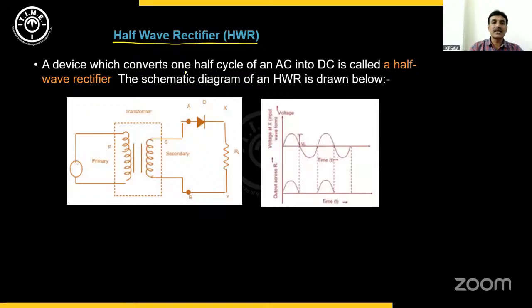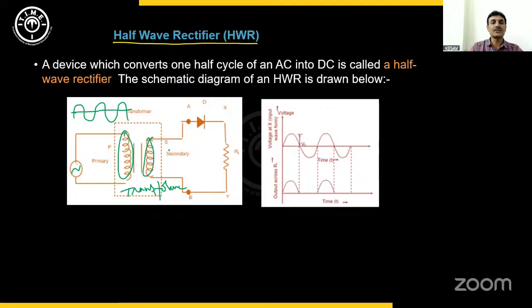A device which converts one half cycle of an AC into DC is called a half-wave rectifier, and the half-wave rectifier is shown here in the figure. Half-wave rectifier. Input is AC. You know, AC signal is like this with varying positive and negative half cycles. That is AC input. Here is a transformer. Now, primary of the transformer is here, and this is the secondary of the transformer.